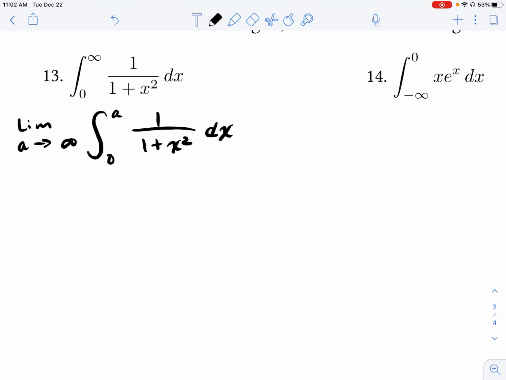Oh, and I should clarify. I said you don't have to use a. I meant you can use some other variable, but what you don't want to do is write this as the limit as x approaches infinity.